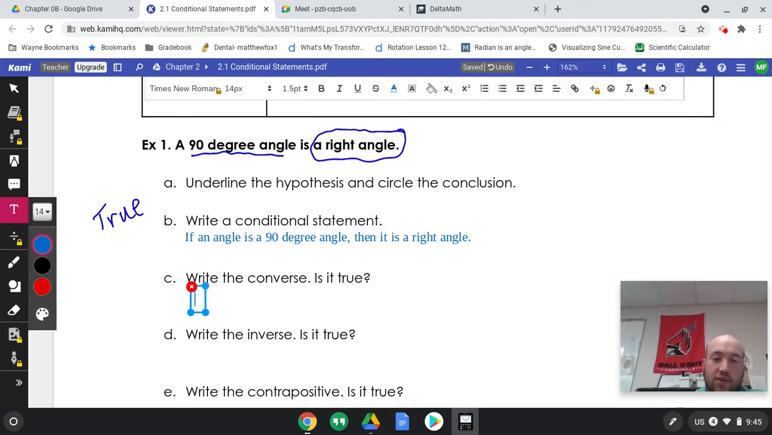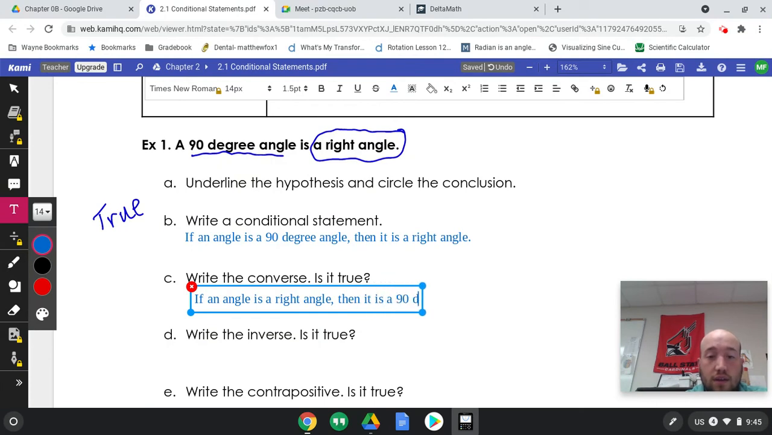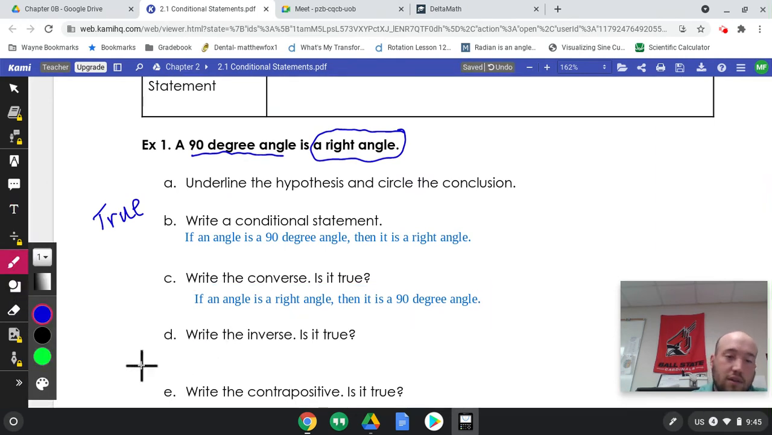Okay, now the converse. This is when we switch the front and the back. Now the if stays where it is, so if an angle, we can leave that. And if an angle is a right angle, then it is a 90-degree angle. And this will also be a true statement.